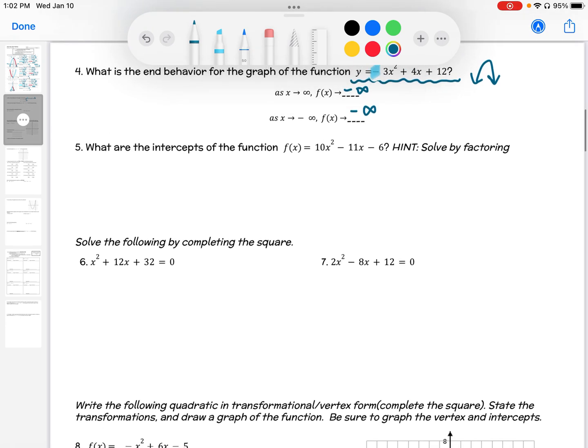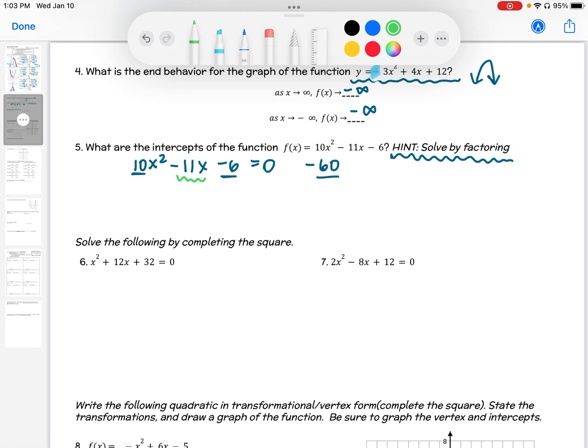All right, so number 5, this is where we start solving. So this is like the meat of the test. What are the intercepts of the function? This means that we're going to solve by factoring. So I'm going to go ahead and set this up. We have 10x squared minus 11x minus 6 equals 0. What we're going to do is first multiply the 10 and the 6, so that would be -60, and figure out what multiplies to -60 and adds to -11.